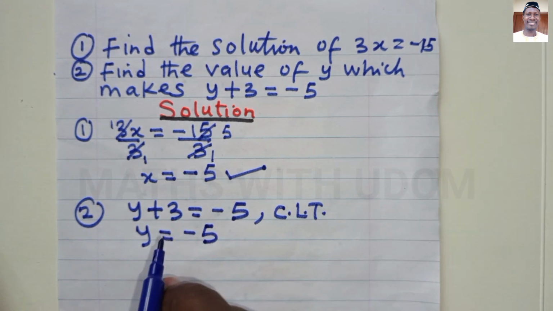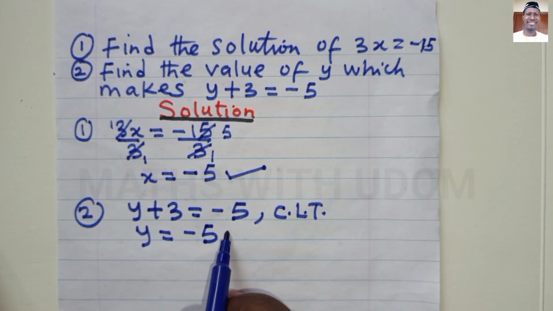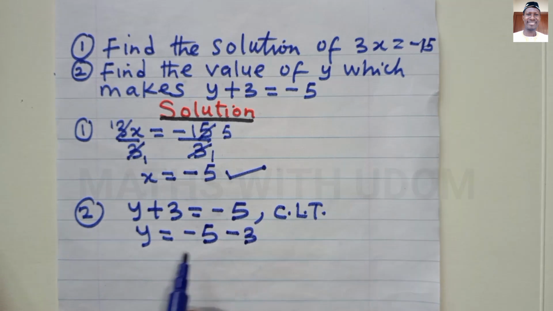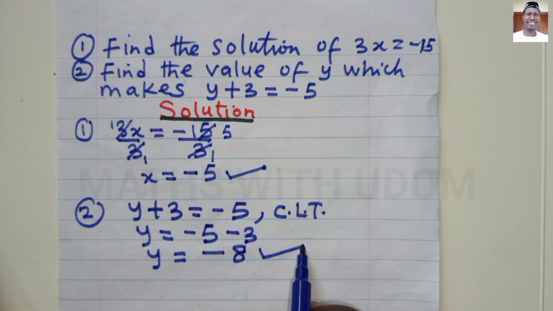I will write it. Then the plus 3 will cross over to the other side and the sign will change from positive to negative 3. So I will have y is equal to minus 5 minus 3, which is equal to minus 8. So this is our correct answer.